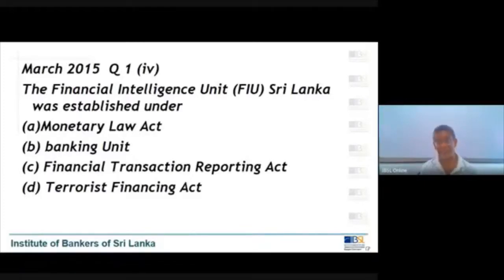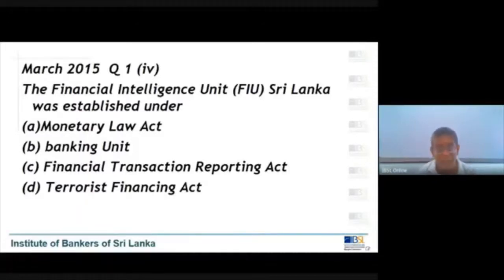I think it's simple, right? KYC and CDD are established under what law? Likewise, the Financial Intelligence Unit in Sri Lanka. Who manages the Financial Intelligence Unit? The Central Bank of Sri Lanka. Right? What is the act covered as? The Financial Transaction Reporting Act. So the Financial Transaction Reporting Act tells you to maintain KYC and CDD.